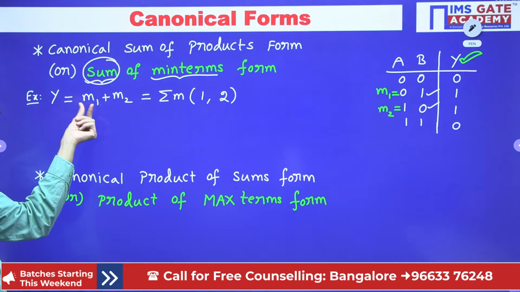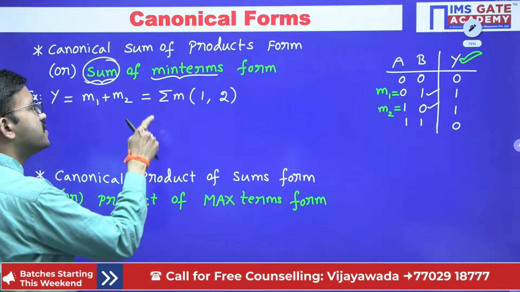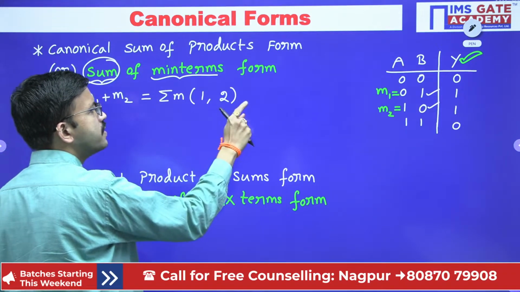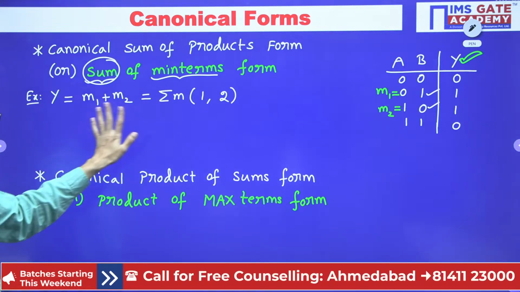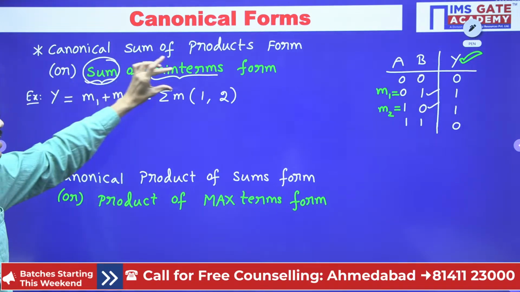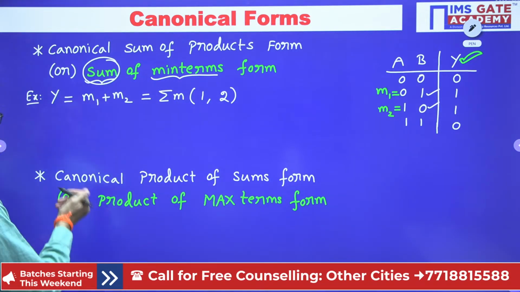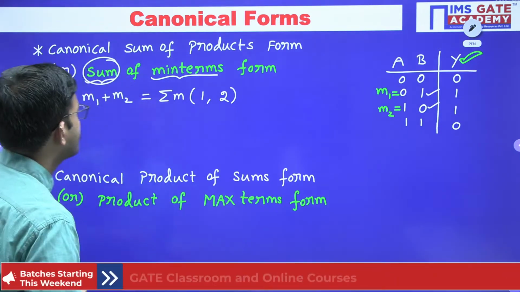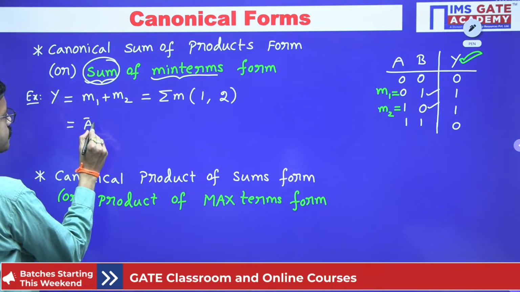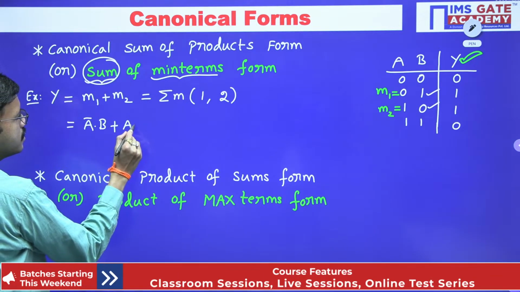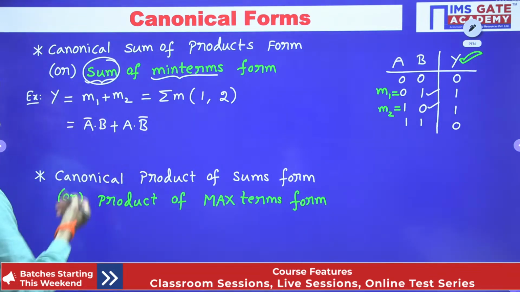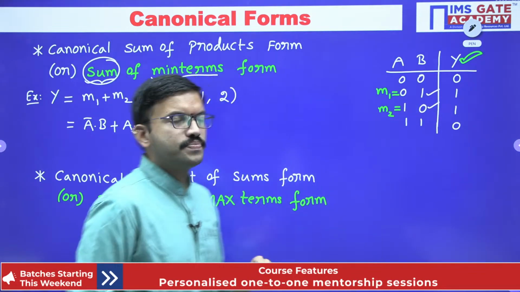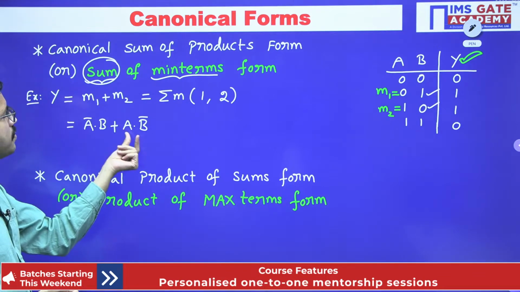So here I have considered the minterms summed together, or you can use the sigma symbol. Sigma stands for sum and small m stands for minterm. After that you can just mention the numbers. So these are the two varieties to represent sigma m form or sum of minterms. Now you can represent these minterms in terms of the variables. m1 is nothing but A bar B, and m2 is nothing but A B bar. 1 is nothing but 0 1, right? You can look here and directly write A bar B plus A B bar.